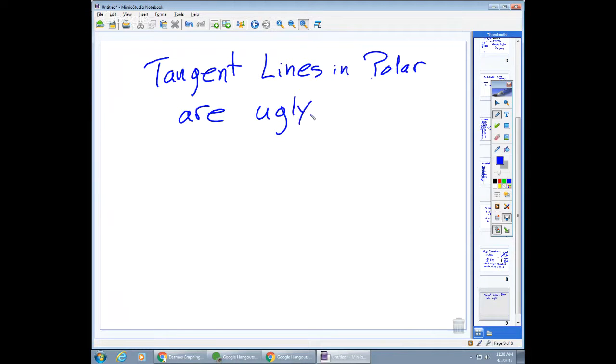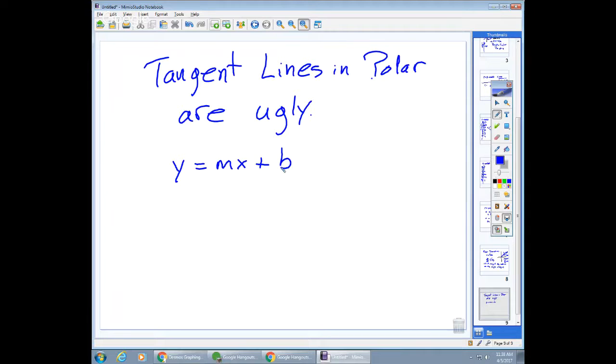There's not much math I think is ugly. I think almost all math is beautiful, but tangent lines are slightly ugly, for a couple of reasons. Consider y equals mx plus b. That's a rectangular equation.